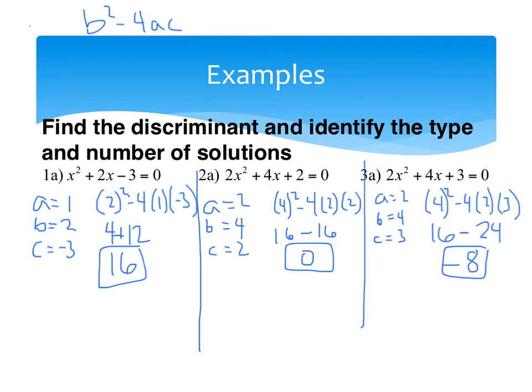So we got our three solutions here. We have 16, 0, and negative 8. So it looks like we have a positive number, 0, and then we have a negative number. What I'd like you to do now is take out your calculator and plug in the y equals this one here, this one here, and this one here, and see if you guys can come up with some kind of conclusion about these solutions that we got.